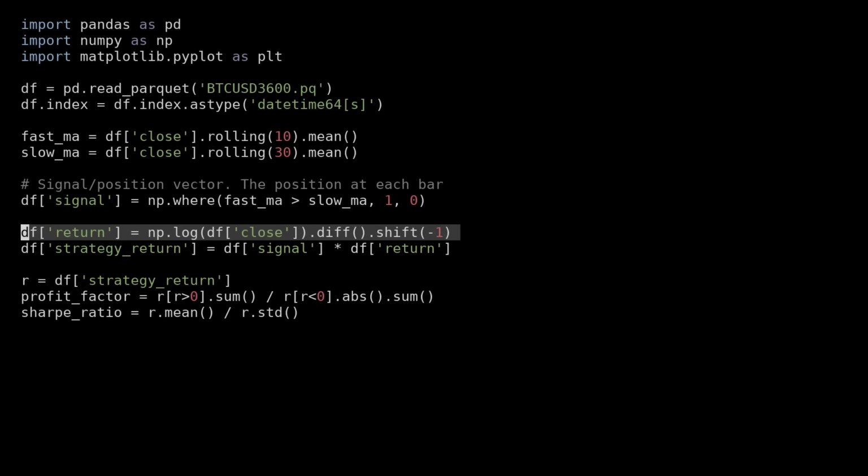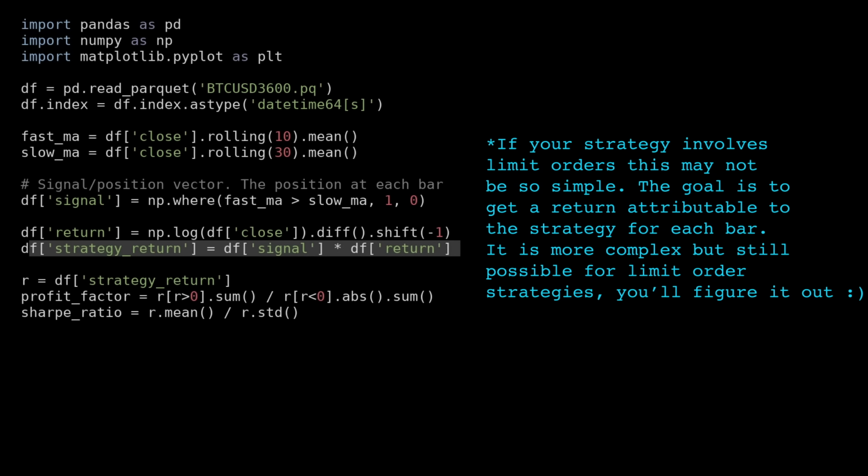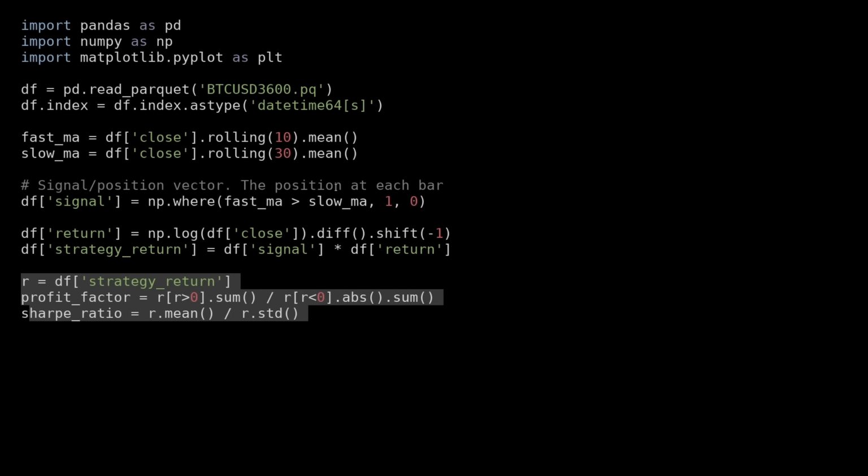Now if we compute close-to-close returns and shift them forward by 1 bar, we can multiply the position signal by the shifted returns to get a return for each bar that is attributable to the strategy. These strategy returns at the same granularity of the bars are what I use to compute objective functions, such as the profit factor or the Sharpe ratio. By having a return for each bar instead of each trade, objective functions are passed much more data, and the calculations and results are much more stable.